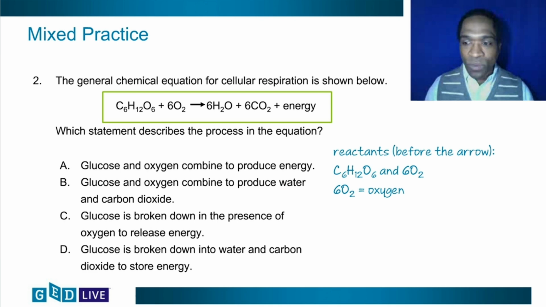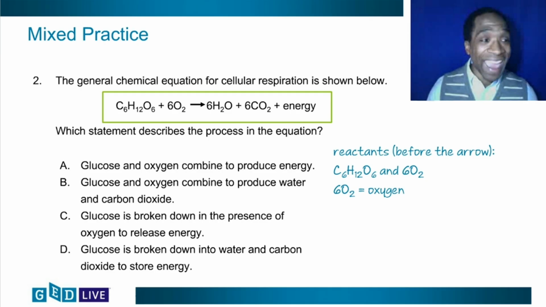So oxygen is a reactant. And this means since oxygen is a reactant, that answer choice D must be incorrect. It's the only choice that doesn't mention oxygen at all.